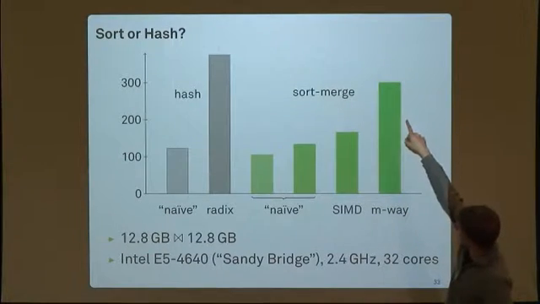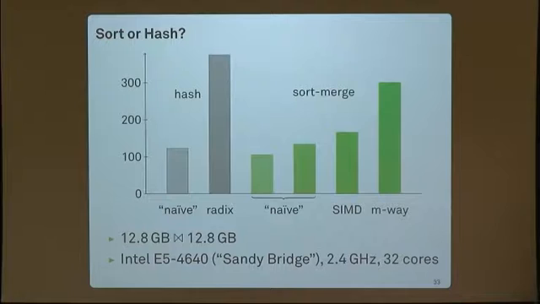And well implemented, what we're seeing in our experiments is that sort merge gets close to hash, but it's not quite as fast as hashing.